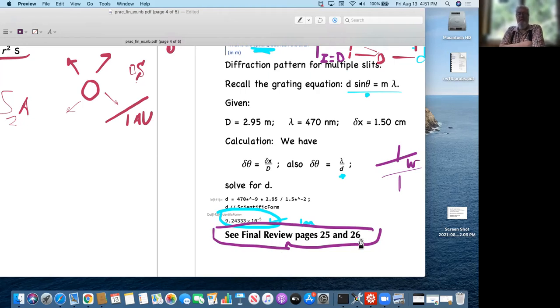You can look in the textbook in the chapter on wave optics, but it's probably easier if you look on the final review, which has everything kind of in a more succinct form. The problem that is worked out in the book is two-slit interference.